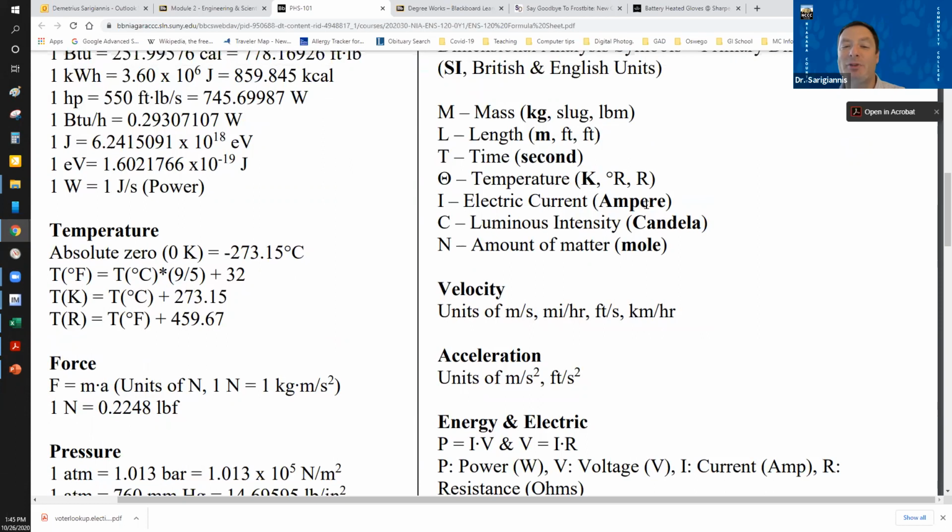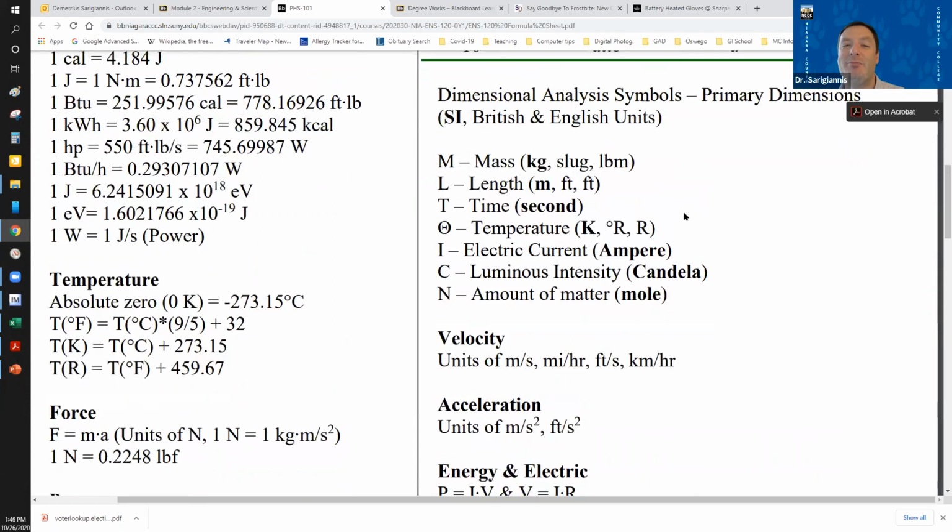And oh, look, amps are a fundamental base unit, right? They are the primary dimension for electric current. And the symbol also happens to be an I, which is why we use it as a symbol in electrical circuits.